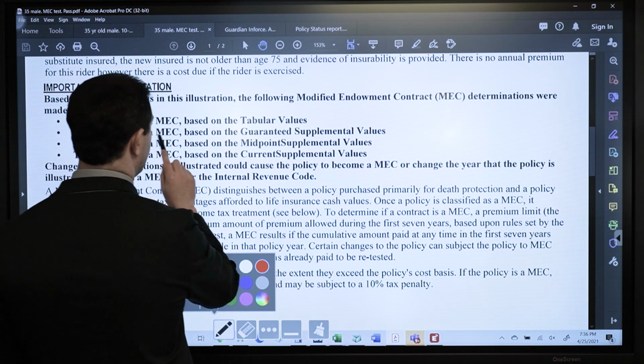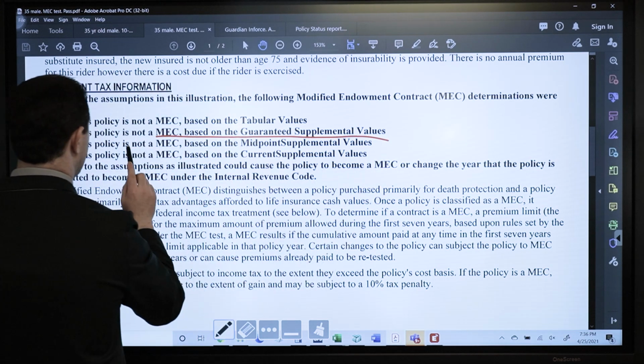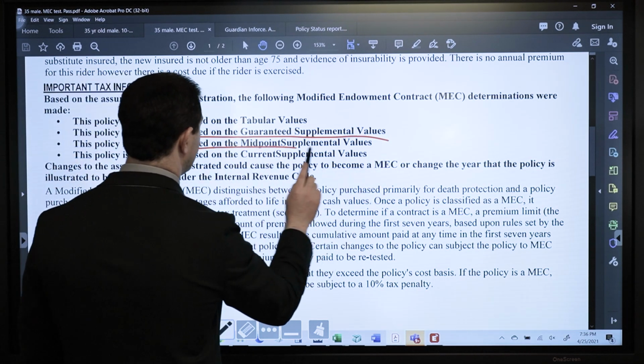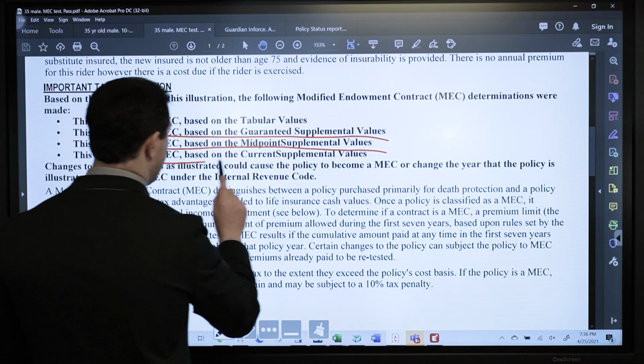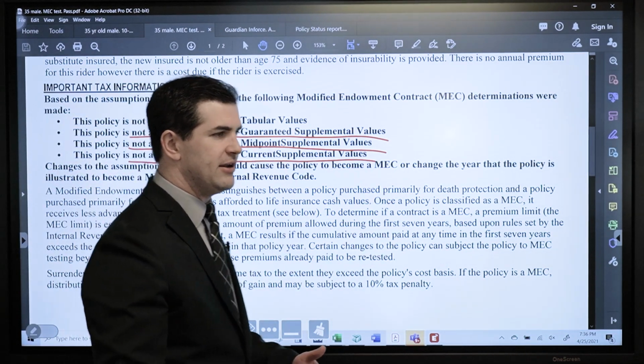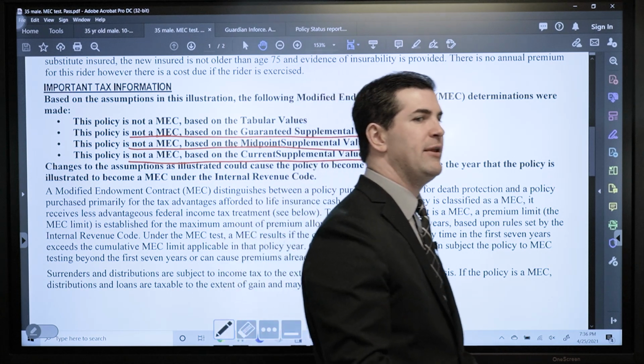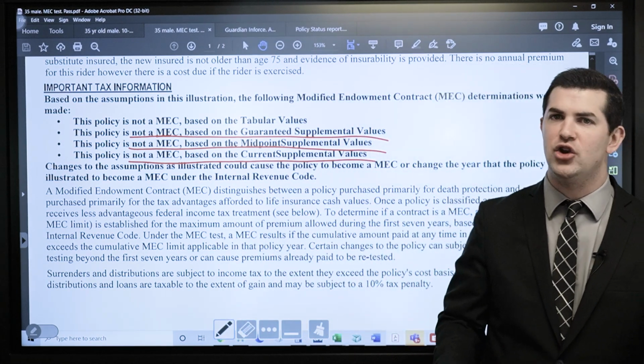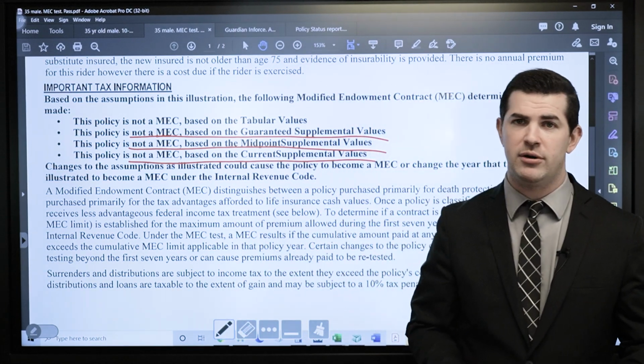Not a MEC based on guarantees. Not a MEC based on midpoint supplemental values. Not a MEC based on the current supplemental values. My point here is, as an agent, this can be forecasted. You can look into it. It requires extra work and extra time.